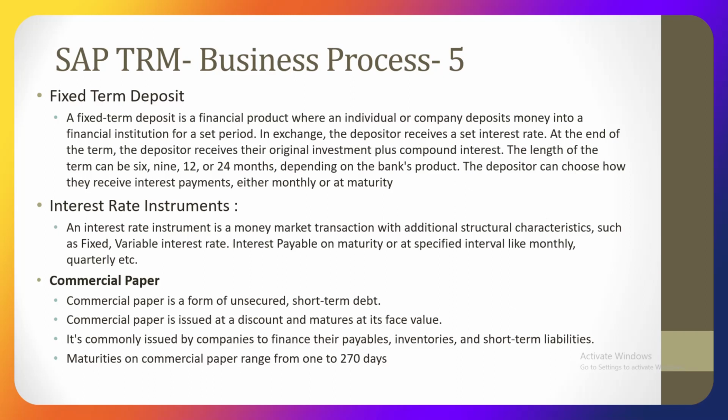A fixed term deposit is a financial product where an individual or company deposits money into a bank. In exchange, the depositor receives a set rate of interest on the amount deposited. At the end of the term, the depositor receives the original investment amount and also the interest on the deposit. The interest can be paid on a monthly basis, quarterly basis, or on maturity of the deposit. So this is a simple definition of a fixed term deposit.